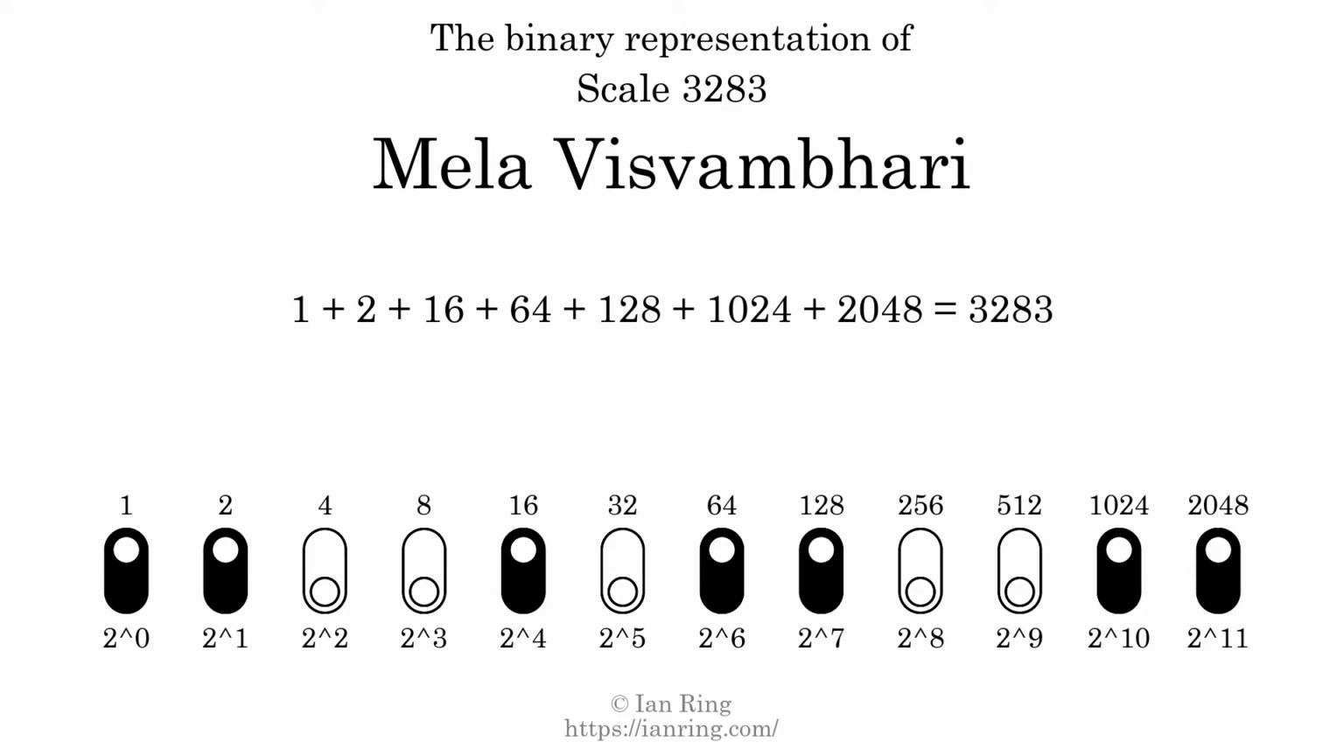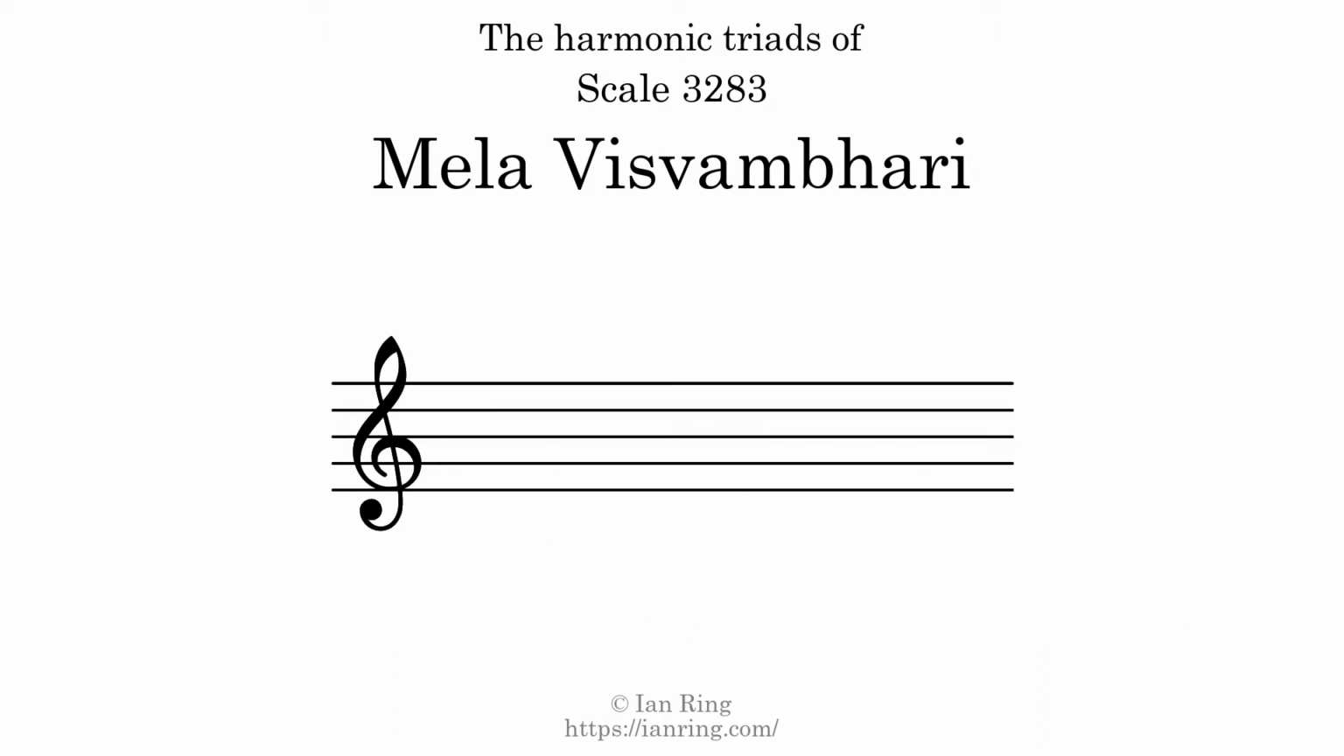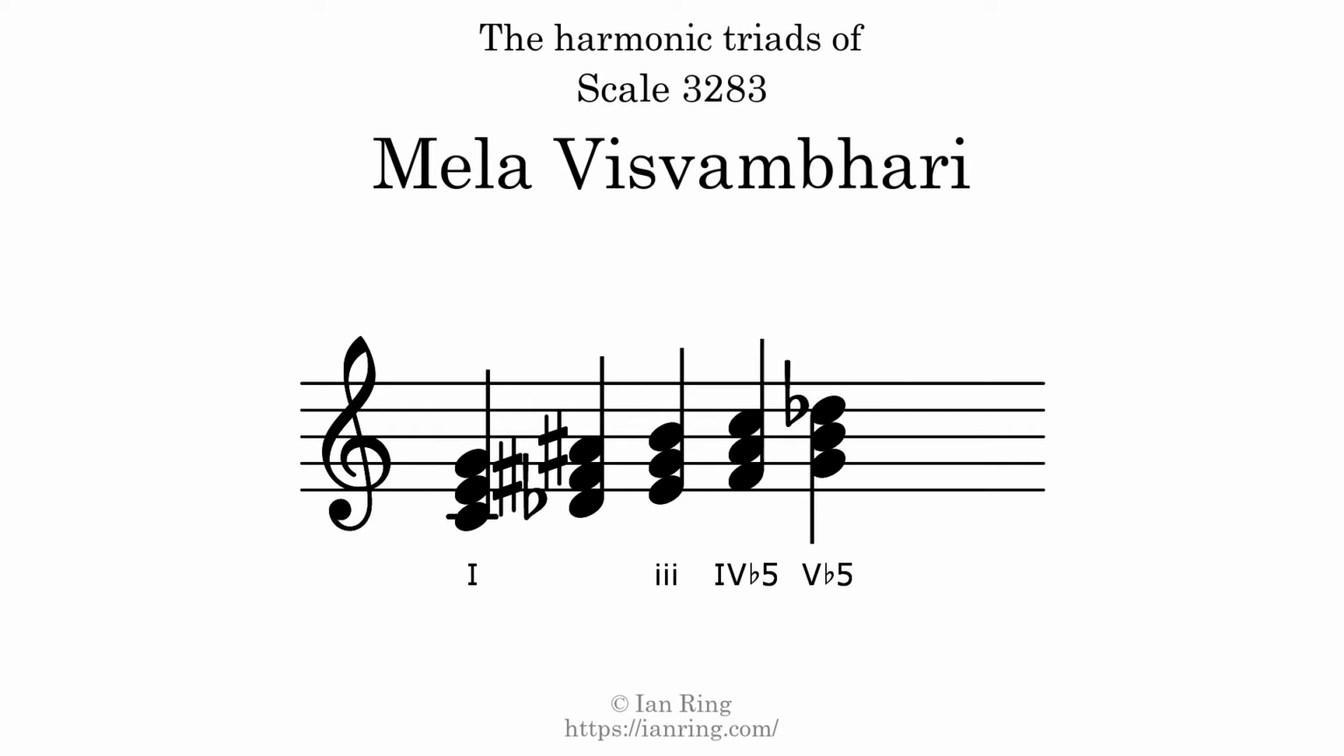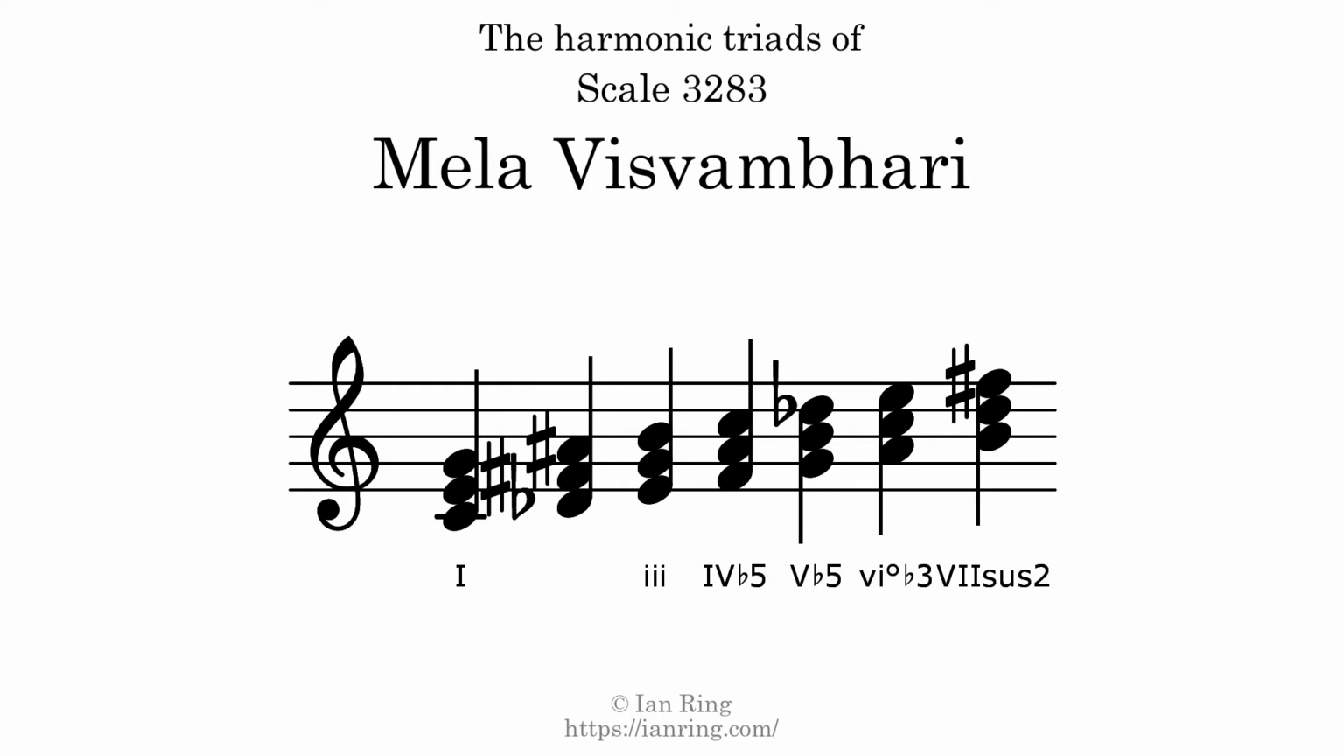The scale number not only enumerates the scale with a unique index, but it also literally describes the tonal content of the scale. Represented as a binary number in base 2, the scale number is 110011010011. Here are the harmonic triads present in this scale. Major, unnamed, minor, major flat 5, major flat 5, diminished flat 3, sus 2.